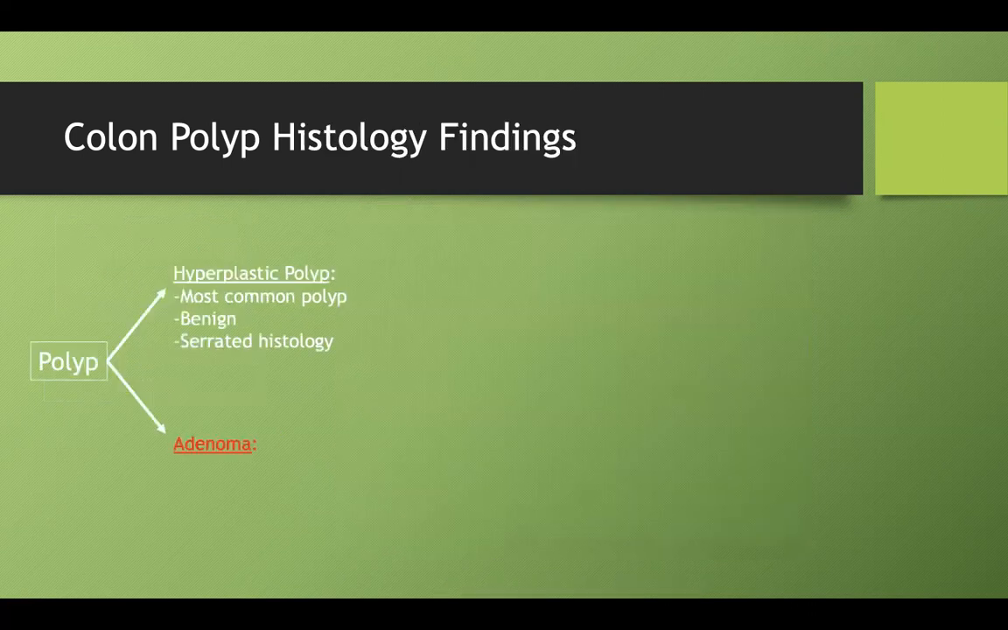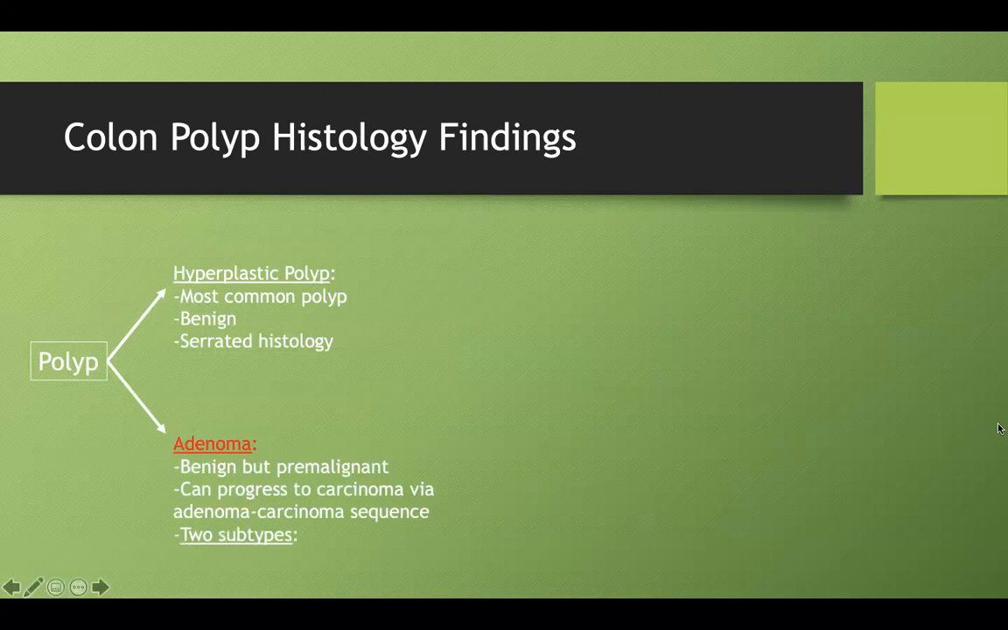Now let's talk about adenomas, because this is more often tested. Adenomas themselves are benign, but they can be pre-malignant through the adenoma carcinoma sequence that we'll talk about in a little bit. I guess we'll talk about it right now. The adenoma carcinoma sequence we'll go over. What I want you to know with adenomas is that there are two subtypes: tubular adenomas and villous adenomas.